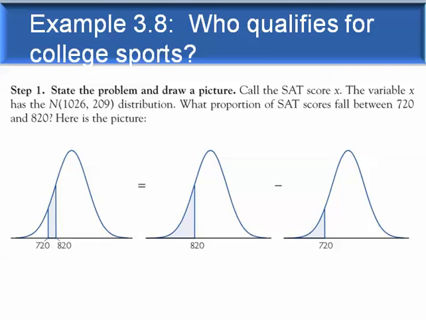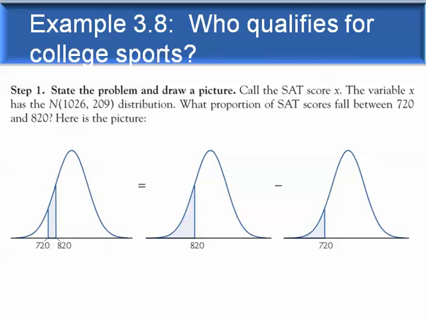So we want to state the question over again and draw a picture. We can call the SAT score our variable x, and we have been told previously that it has a normal distribution with a mean of 1026 and a standard deviation of 209. We're trying to find what proportion or percent of SAT scores fall between 720 and 820.